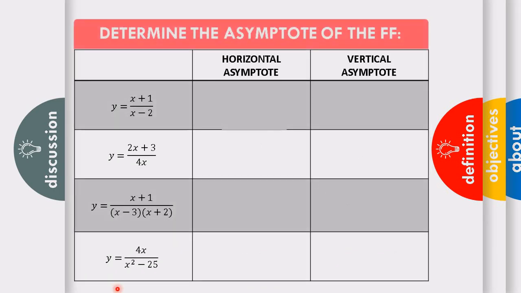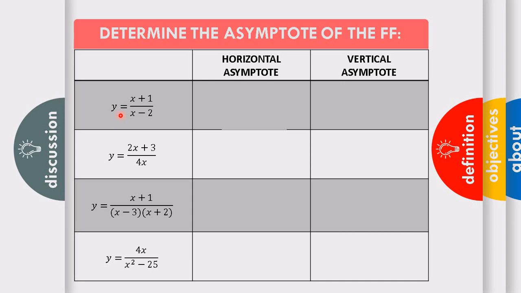Okay? So for us to be able to understand, here are the functions again, and we will find their asymptotes. First one, y equals x plus 1 over x minus 2. Again, in finding the horizontal asymptote, we need to look at the leading term of the numerator and denominator. In this case, we have x and x. Both the numerator and the denominator have the leading term of x, which has a degree of 1. So therefore, we have n equals m, which is the second case.